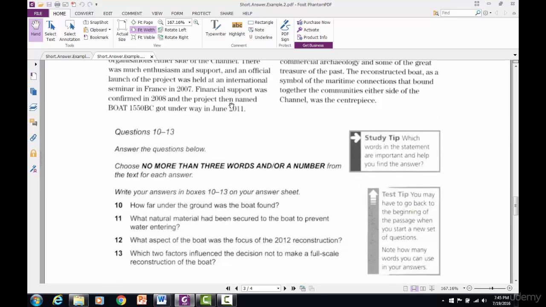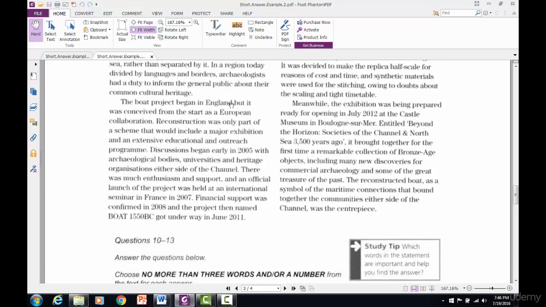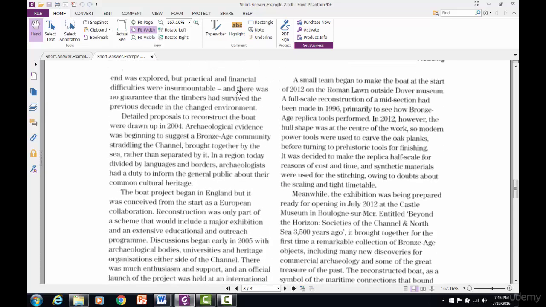All right, now when we look at number 13, which two factors influence the decision not to make a full-scale reconstruction of the boat? So for number 13, we're looking for two factors. It's very important. Two factors influence the decision to not make a full-scale reconstruction. We know it has to come after where they talk about 2012, right? Because this is the next question.